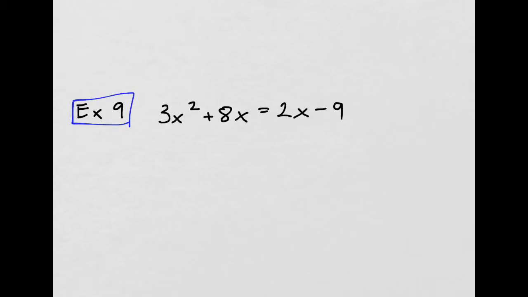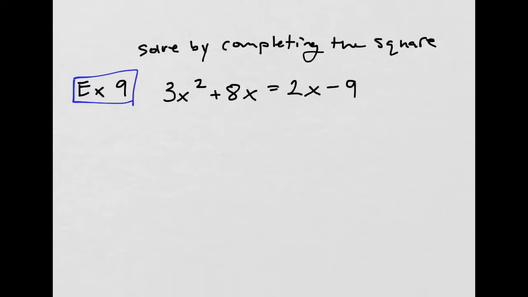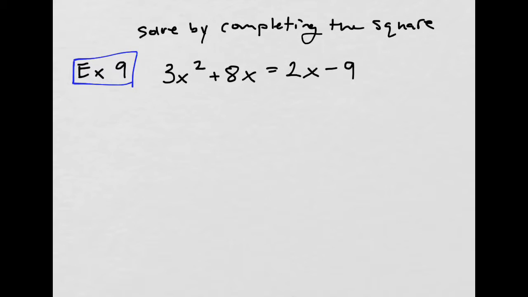This one, oh, I should have written down the instructions. Solve by completing the square. This one's the same as the other one, except we just had to move stuff around in the beginning. So I'll do that. I have a quadratic and a bunch of terms, so I'm just going to get them all to one side. So I'll subtract 2x, subtract 2x, and I'll add 9 over.